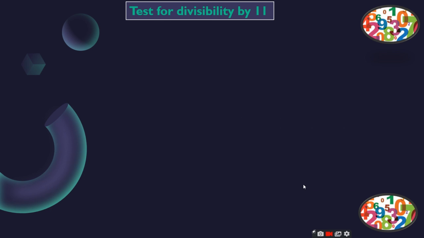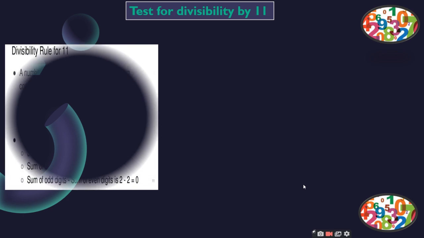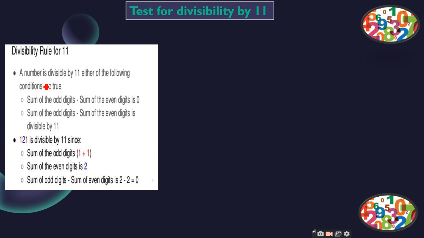Now test for divisibility by 11. A number is divisible by 11 if either of the following conditions is true. We have two conditions. The sum of odd digits minus the sum of even digits is 0, or the sum of the odd digits minus the sum of the even digits is divisible by 11.